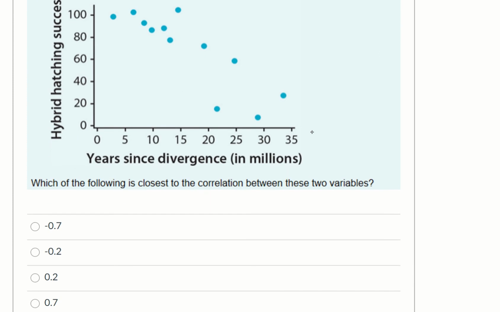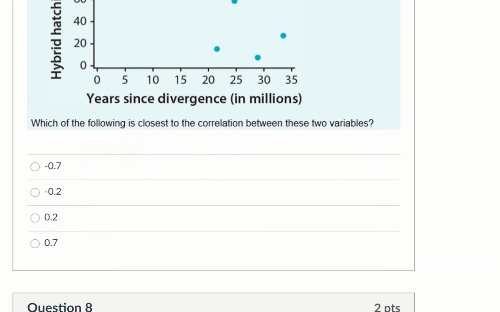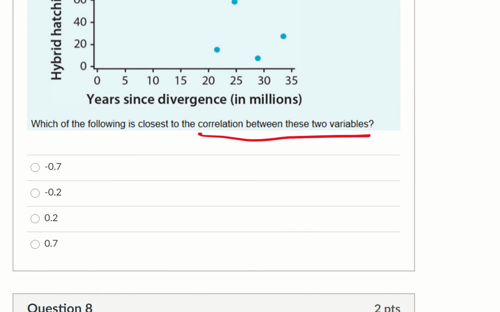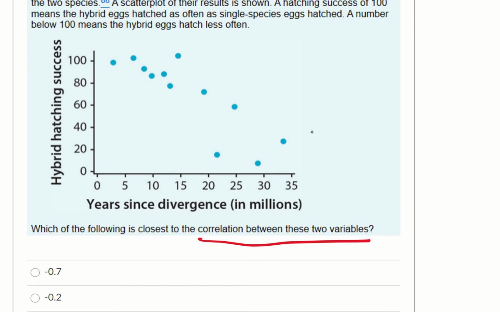Here we have years since divergence in millions and hybrid hatching on the Y. Okay, so which of the following is closest to the correlation between these two variables? So basically, they just want you to look at the scatter plot and see how strong is that relationship between those two variables. And if you look at this, it looks pretty good here, right? And then it kind of diverges a little bit here. So it kind of moves the line a little bit. So the line would normally be here, but because of those points, you would kind of have to shift it a little bit, right? So it might have to be shifted like this or something.